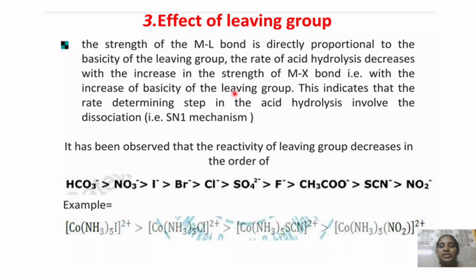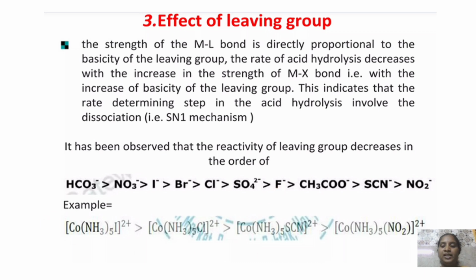With an increase in the basicity of the leaving group, if the nature of the ligand is very basic, it indicates that the rate determining step in the acid hydrolysis involves dissociation, the SN1 mechanism. What is the order with respect to leaving group? Carbonate, nitrate, iodide, bromide, chloride and fluoride. If we see the halogens as leaving groups, iodide is more basic, fluorine is less basic.